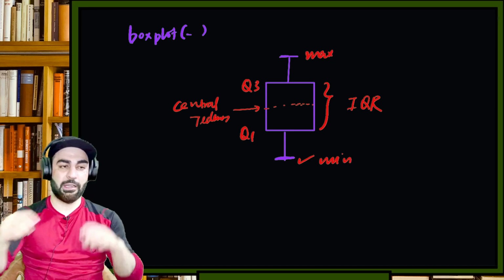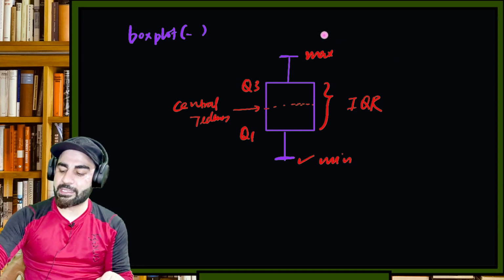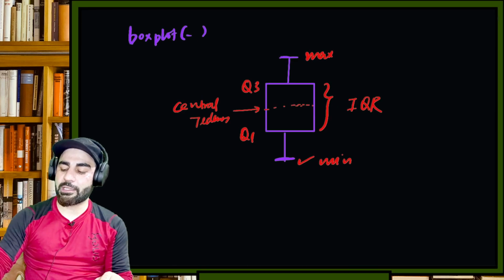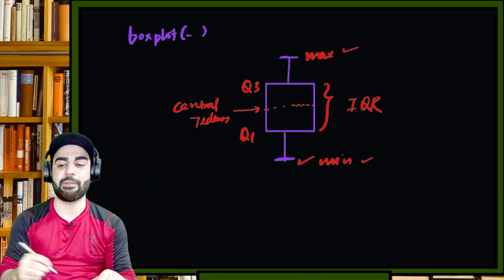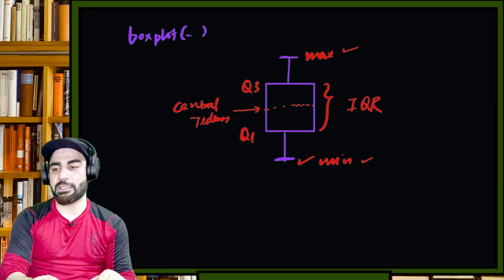So you can see, if data is summarized like this, you have this Q1, now you have Q3 also, that gives you the interquartile range, this gives you the central tendency, this is the maximum value that you saw, and this is the minimum value that you saw. This is what the plot will look like.